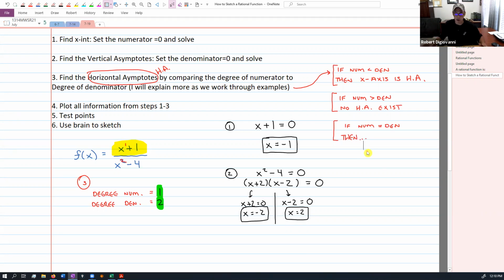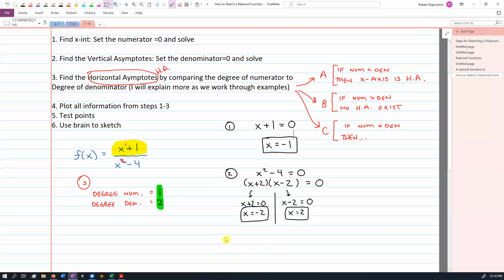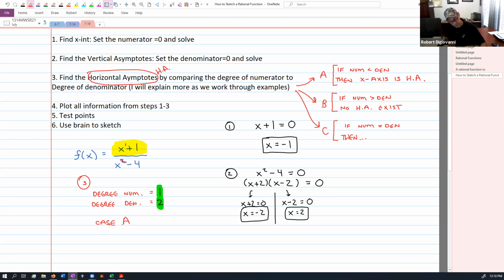So Lily, we are going to call these different cases. I want to call this case A, case B, and case C. Those are the 3 different things that can happen when we do step 3. So Lily, are we in case A, B, or C here? A, right? So we are in case A, which means that the x-axis is the horizontal asymptote. Okay, Lily, you're off the hook. Thank you for doing that.